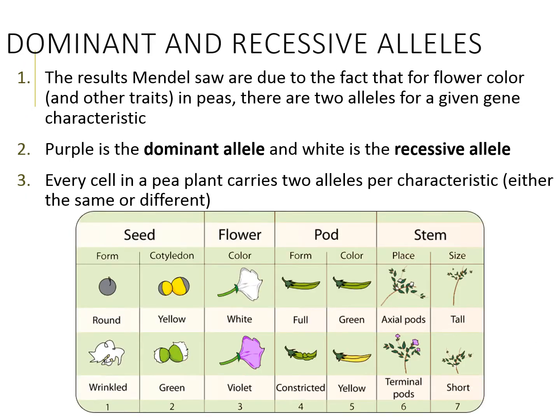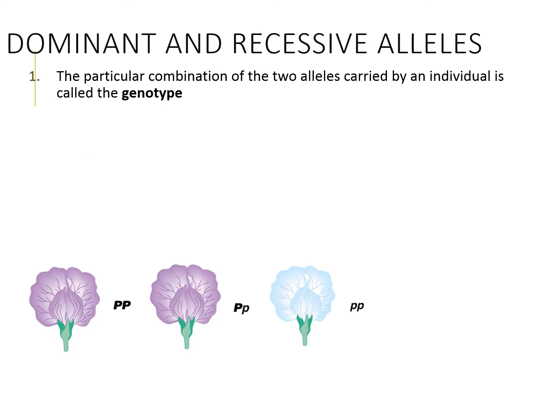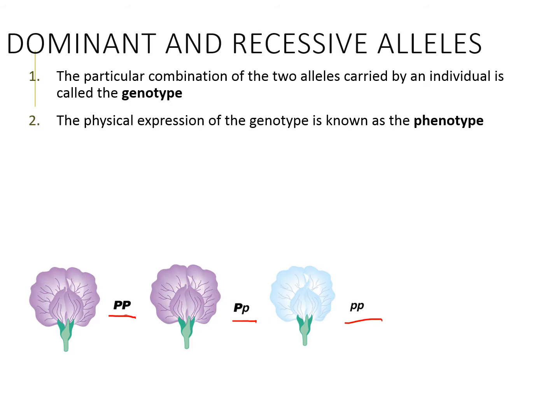So the results Mendel saw are due to the fact that for flower color and other traits in peas, there are two alleles for a given gene characteristic. Purple is the dominant allele, white is the recessive allele. Every cell in a pea plant carries 2 alleles per characteristic, either the same or different. So dominant and recessive alleles in more detail now. The particular combination of the 2 alleles carried by an individual is called the genotype. So down here, these are all genotypes. Big P, big P, big P, little p, and little p, little p. Those are all genotypes. The physical expression of the genotype is known as phenotype. So purple is one of the phenotypes, and white is the other phenotype.